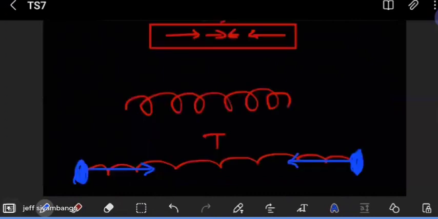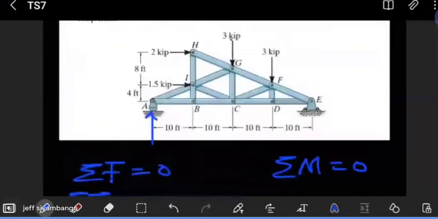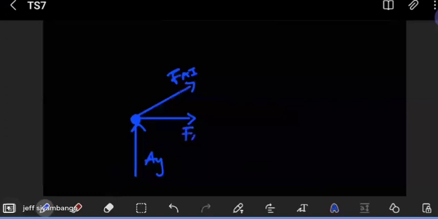When it comes to labels, since this is running from A to I, I'll label this one as FAI, and the other one, I'll label it as AB. So this will be AI, and I'll label this one as AB.